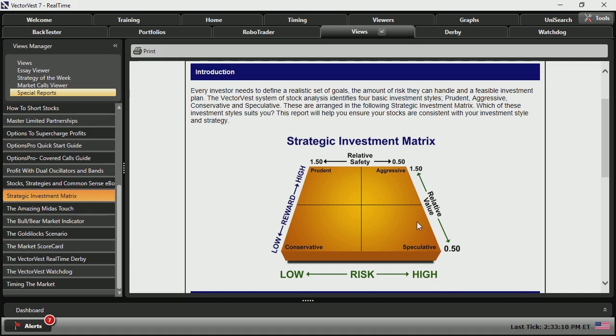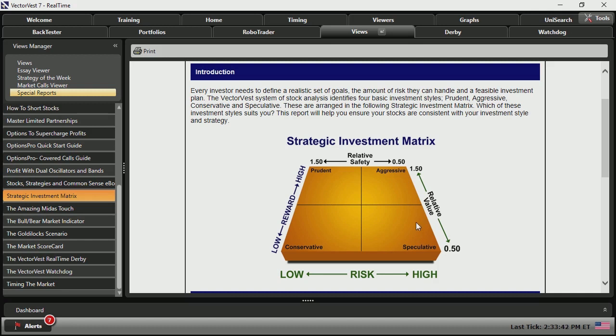If you would consider yourself to be this style of investor, then we're not worried about the relative safety or relative value being above 1. We're simply just looking for a strong RT. No matter what your style of investing is, VectorVest has you covered.